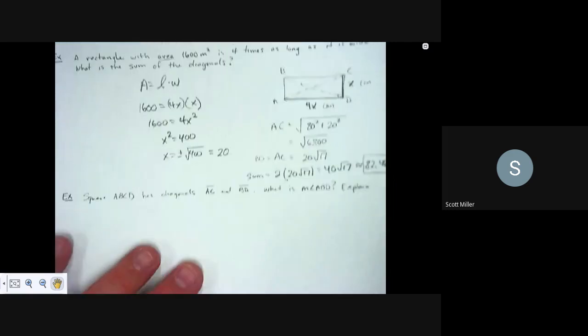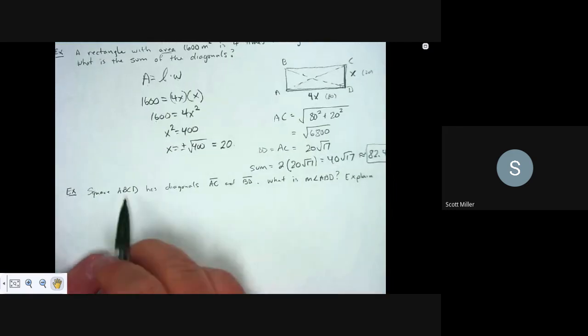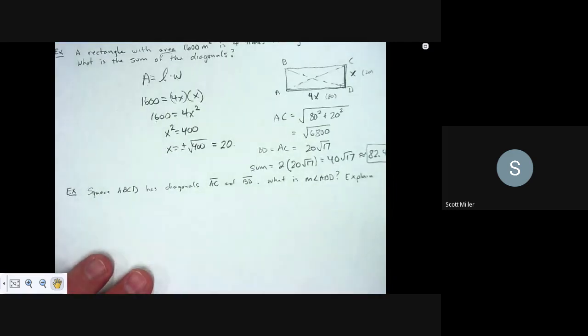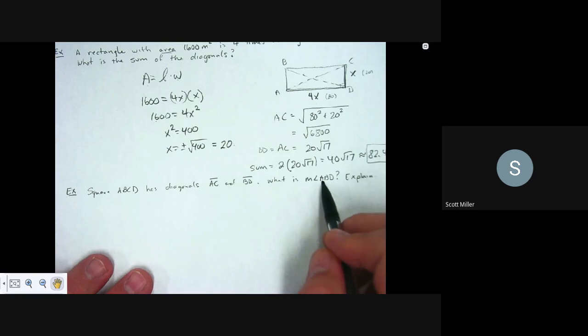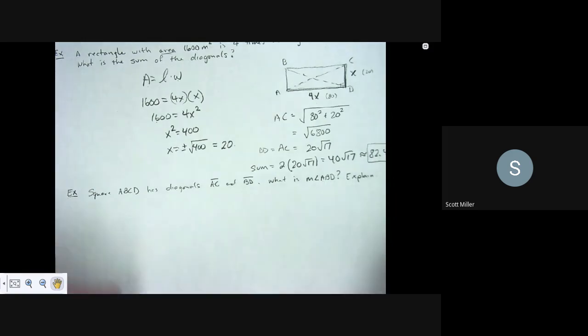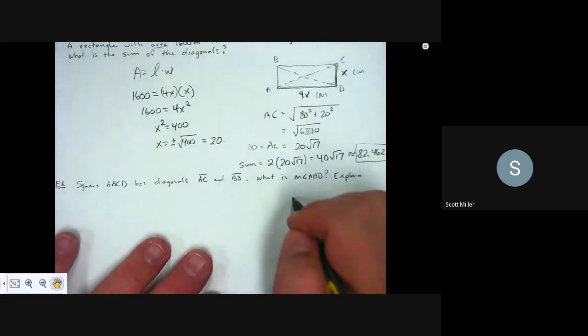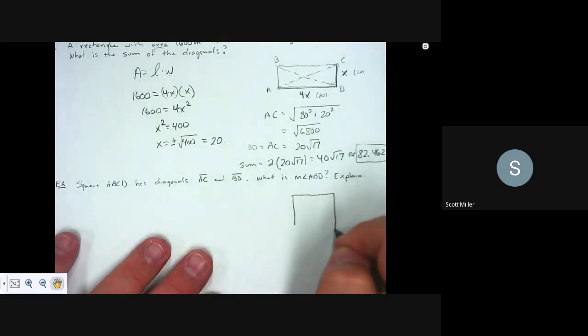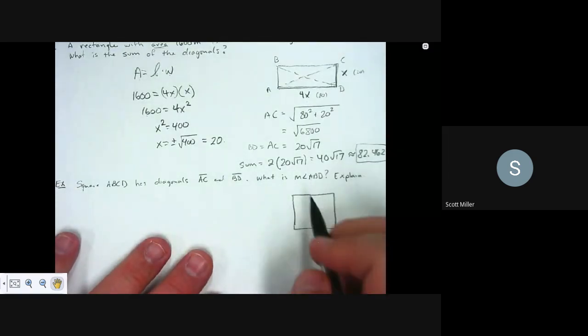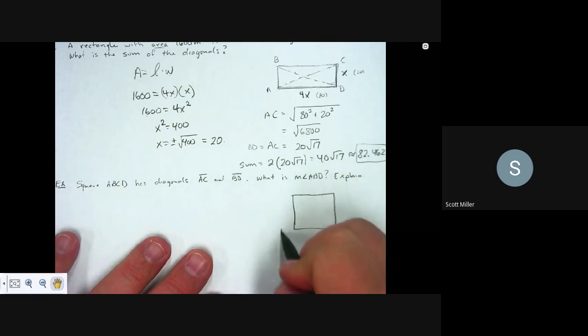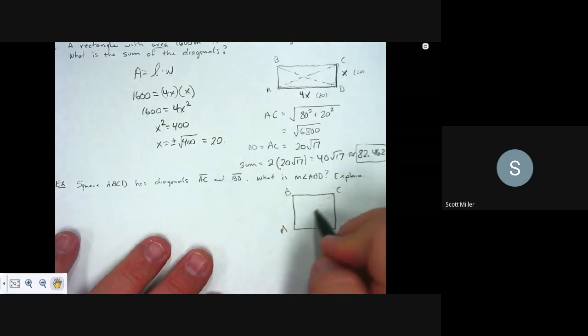Here's another example. A square ABCD has diagonals AC and BD. What is the measurement of angle ABD? To help with this, and then explain how I know. To help with this, you should draw a picture. You should always draw pictures of geometric shapes that are given to you. We want to label these things, and you can label it however you want. C and D, diagonals.